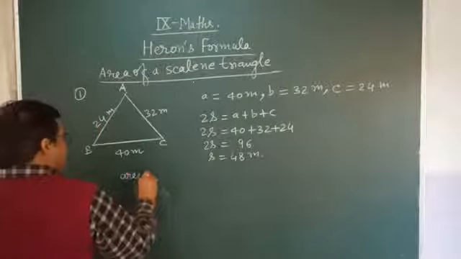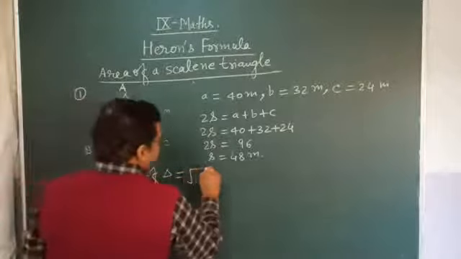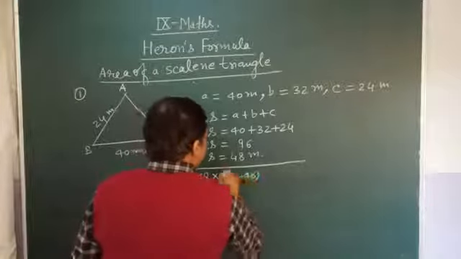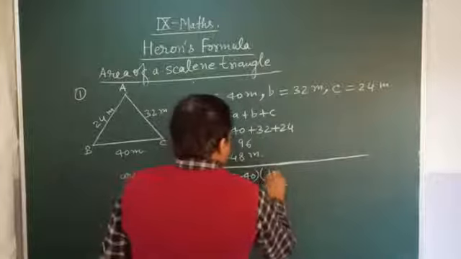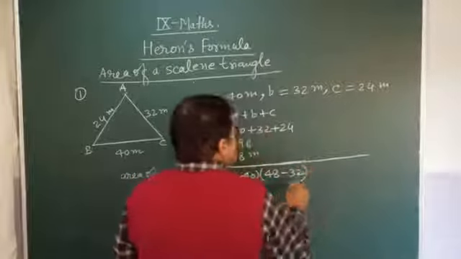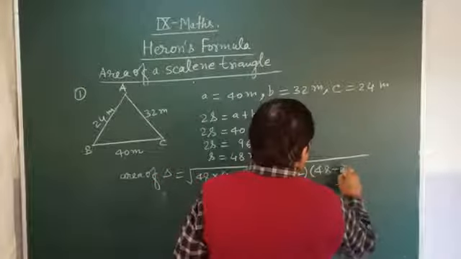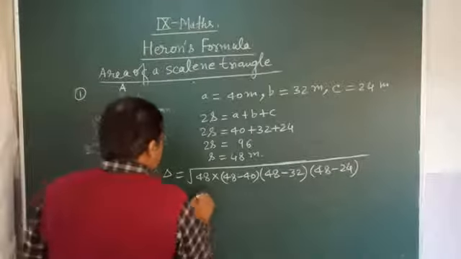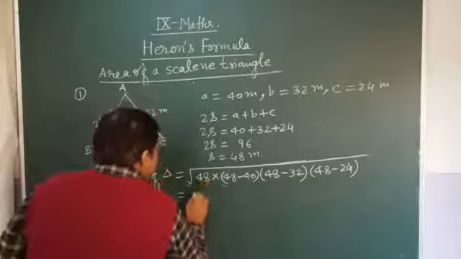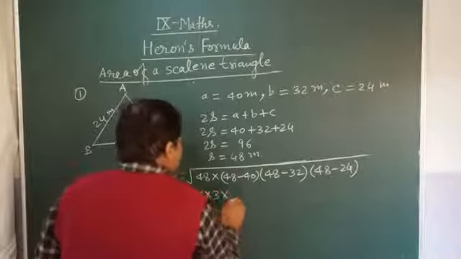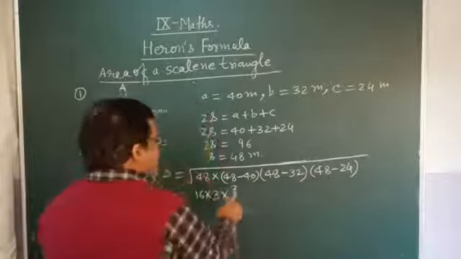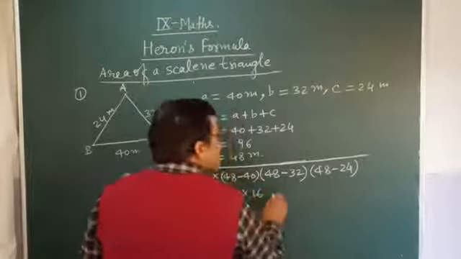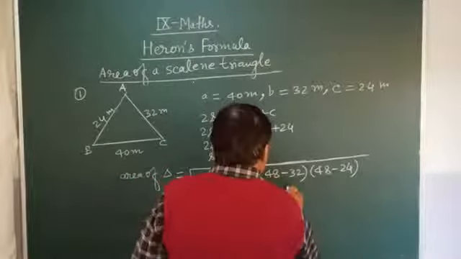Now area of triangle is under root s into (s minus a) into (s minus b) into (s minus c). That is 48 into (48 minus 40) into (48 minus 32) into (48 minus 24). 48 can be written as 16 into 3. 48 minus 40 is 8, 48 minus 32 is 16, 48 minus 24 is 24.